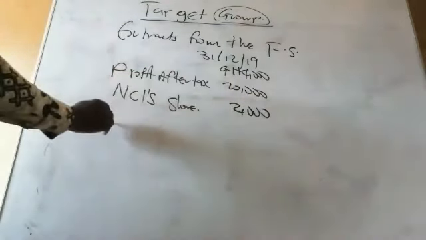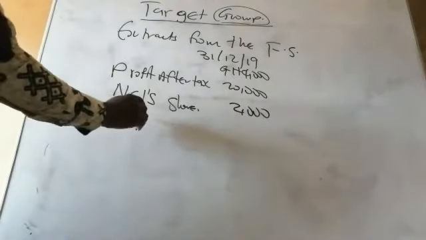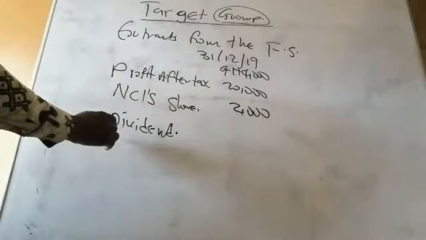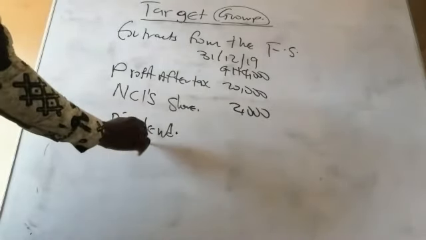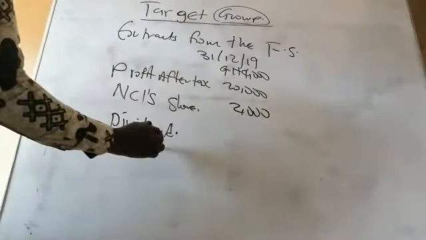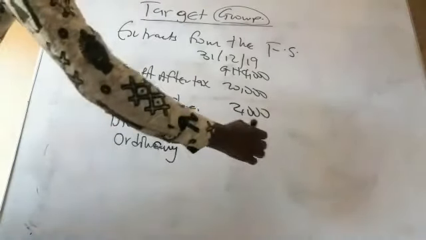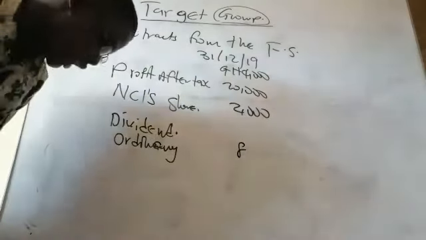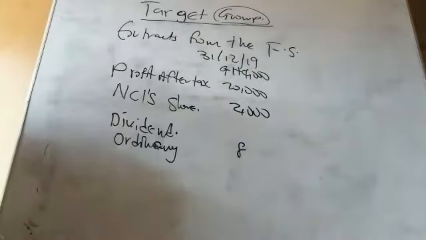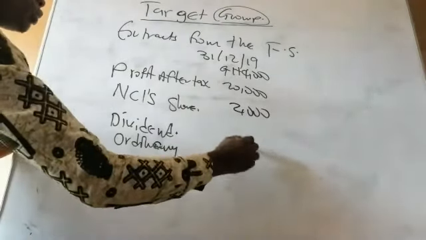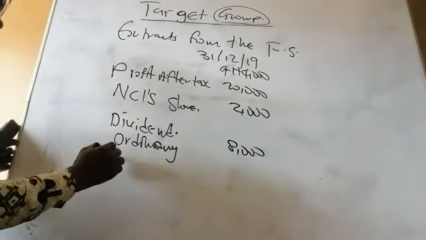And then dividend payment. First, ordinary. Ordinary share dividend paid during the year happen to be 8,000. So that's 8 million, right? So ordinary share dividend paid 8 million, making 8,000.